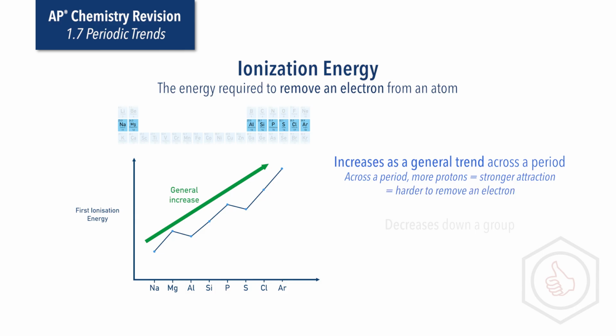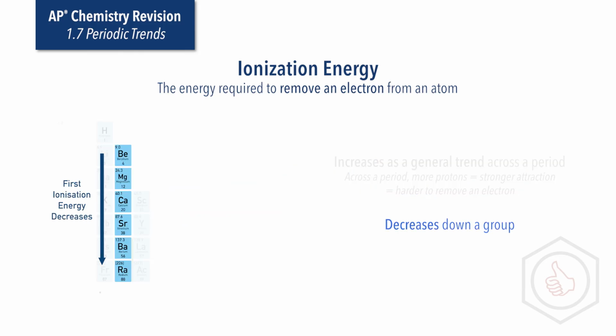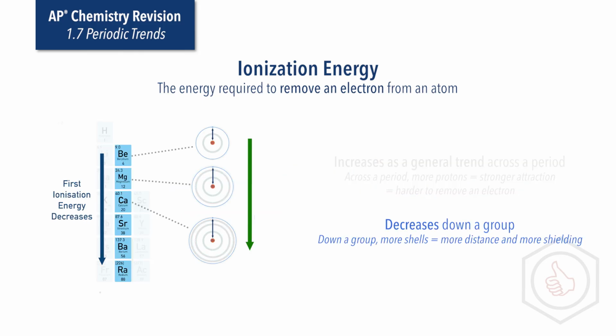The number of inner electron shells remains the same across a period, meaning the inner shielding doesn't change. However, down a group, more inner electron shells means more distance and more shielding between the outer electrons and the nucleus of the atom, making the electrons easier to remove because they experience less attraction. Notice here that the positive charge of the nucleus does also increase down the group, but it doesn't increase enough to offset the increased distance between the outer electron and nucleus.